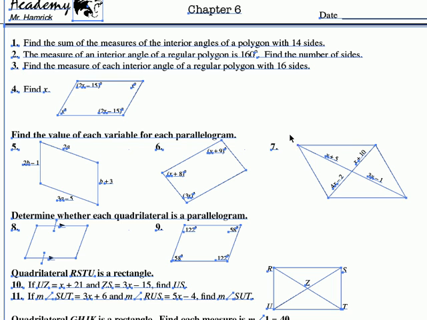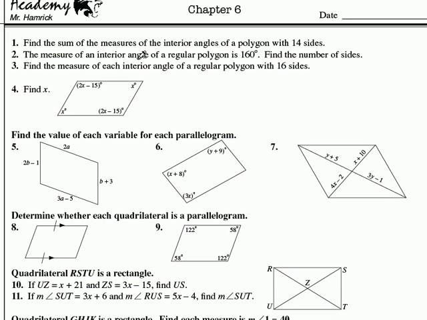Okay, let's do a few of these. Let's do this. Find the measure of the interior angles. Do you remember that theorem at all? Nope. N minus 2 what? Times 180. And what are you finding when you're finding this? You're finding the sum of the what? Interior angles. That's the sum of the interior angles.